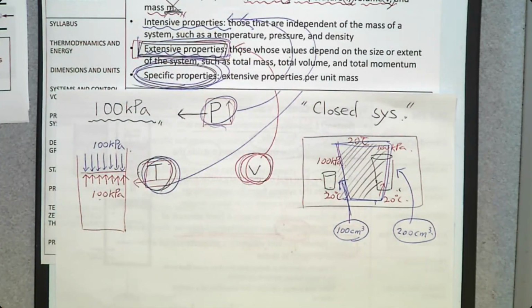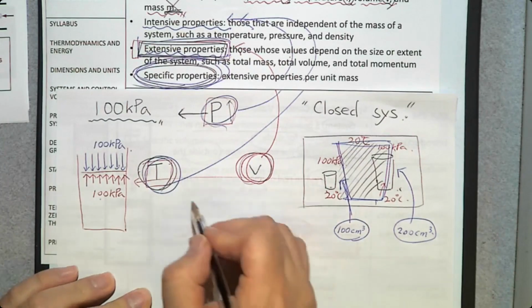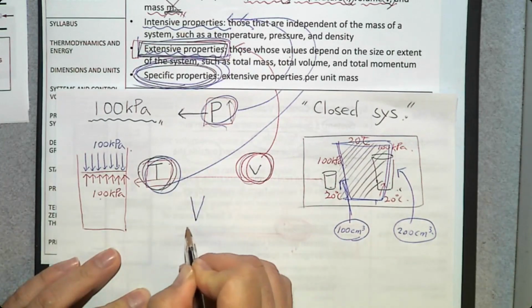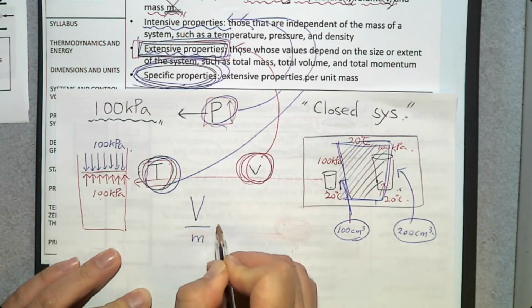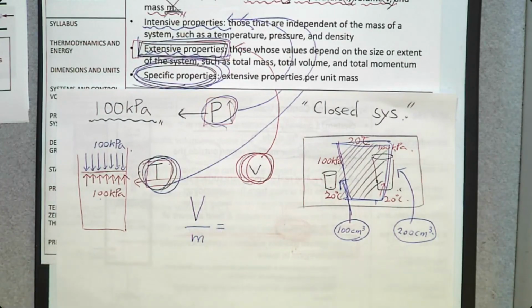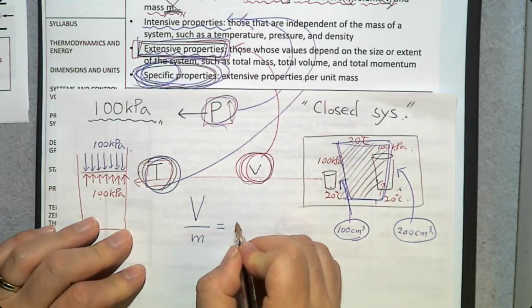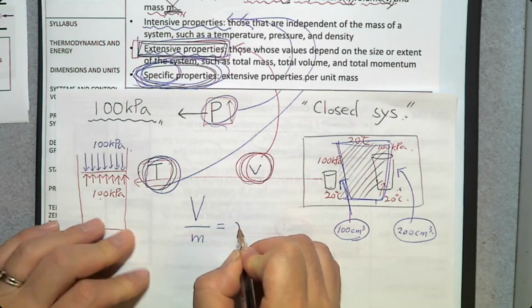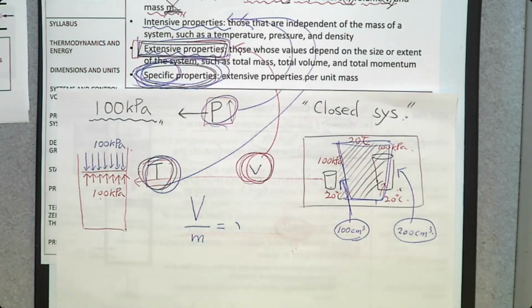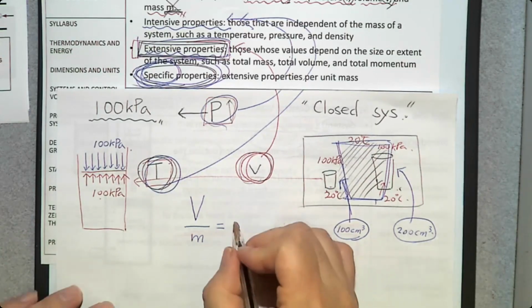So we can use specific properties rather than extensive properties. The simple rule to convert extensive properties to specific properties is very simple. If you have a volume, you can divide by mass. Then you get the volume per unit mass, in other words, specific volume. So when we say specific volume, just to distinguish between the actual volume and the specific volume, we use lowercase.